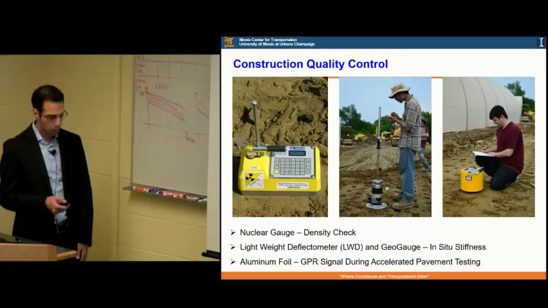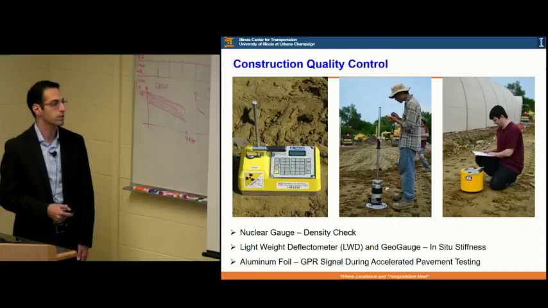Other construction quality control techniques that were used were using the nuclear gauge for checking the density of the subgrade soil and of the aggregate layers that were built on top and the HMA. Also the lightweight deflectometer, which is a much lighter version of the falling weight deflectometer to measure the in-situ stiffness for the soil and the aggregate layers or the base layers, as well as the GIA gauge, which also is another technique used for measuring the stiffness of the soil. So we have density measurement and then two stiffness measurements to be compared, as well as the GPR, which will be used later on to get the actual layer thicknesses.